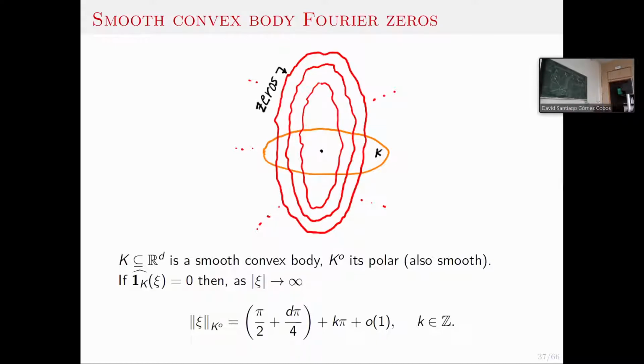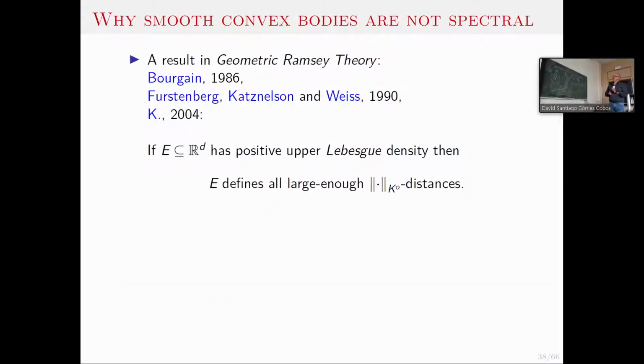And how do we use it? Again, there are many proofs of this. The proof which I'm going to give you is mine, and I think it's one of the simplest proofs that exists if you assume the right set of tools. The right set of tools here is a result in geometric Ramsey theory.